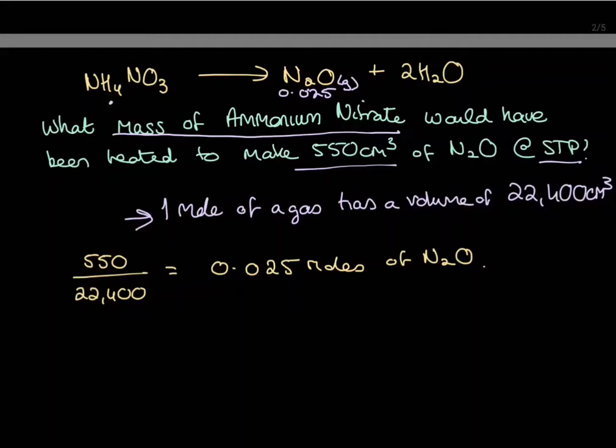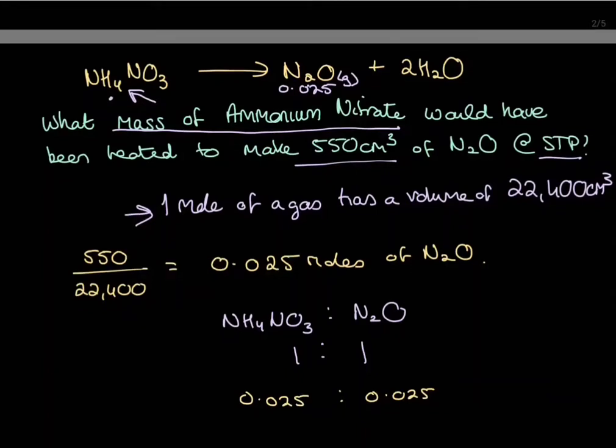Okay, again we can use our equations. So how much of this was needed to produce 0.025 moles? And if we look at the ratio, it's a 1-to-1 ratio. So that means if I had 0.025 moles of that gas produced, I also required 0.025 moles of the ammonium nitrate.